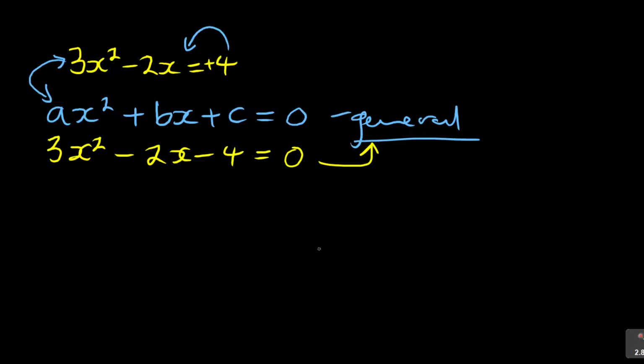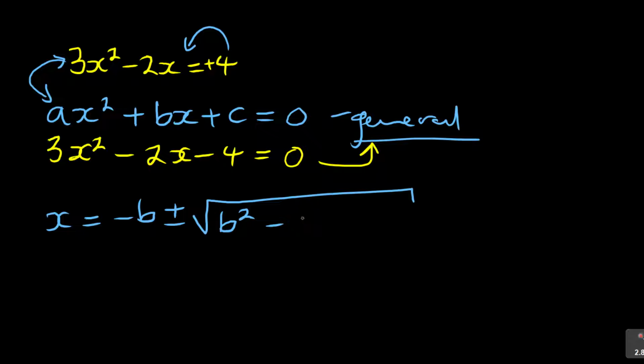So when you have done this, it's now in a way that you can solve it with the what? Quadratic formula. What's the quadratic formula? It says x is equal to minus b plus or minus square root of b squared minus 4ac, all over 2a. Now let me just quickly come back to the question.